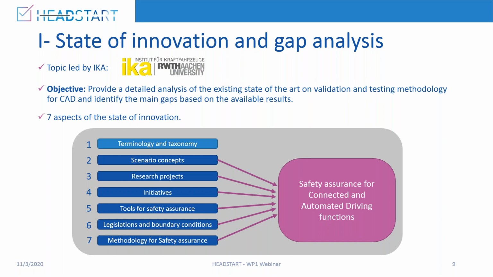So we have 7 topics that were developed. Most of them were, of course, focused on safety assurance for connected and automated driving functions. So we have first a state-of-the-art on terminology and taxonomy, state-of-the-art on scenario concept, different research projects based on safety assurance, the initiatives, the tools for safety assurance, the legislations, and finally the methodology.